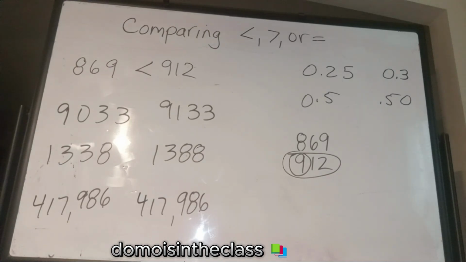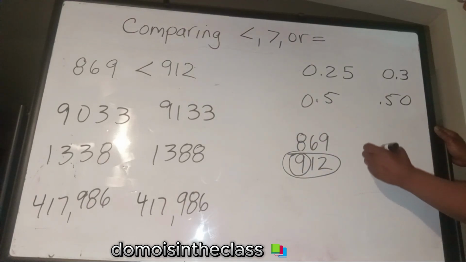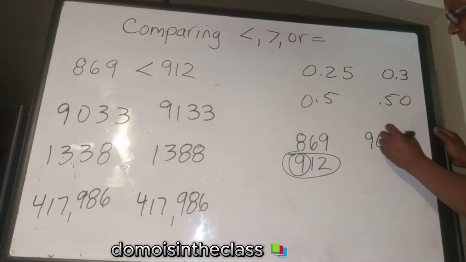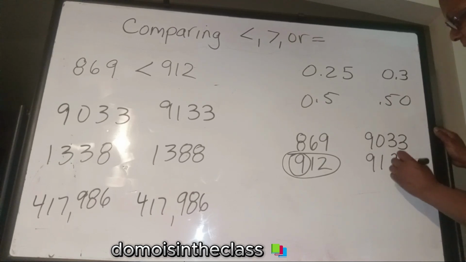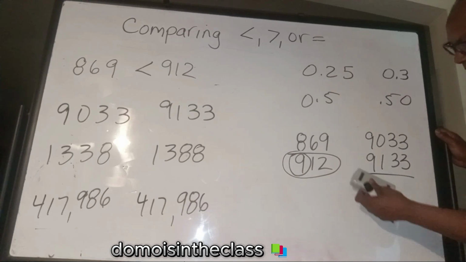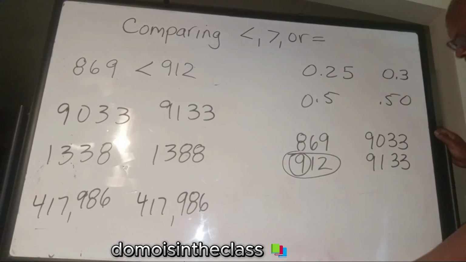So now moving on to the next one. We got 9,033 and we got 9,133. So I'm just going to write both numbers. 9033 and 9133. Right over top each other just so I can see them. I'm sorry, I'm used to writing the equal sign, but you don't have to. Just you want to be able to see them clearly.